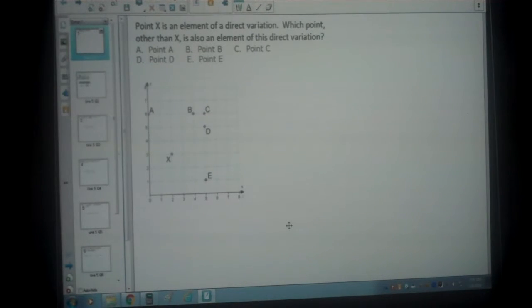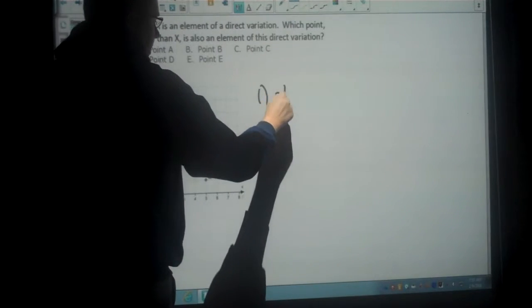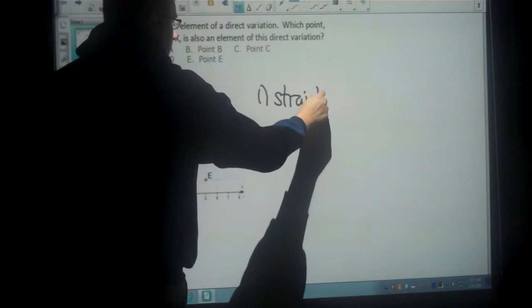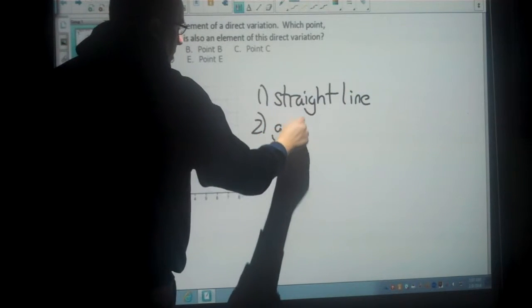of direct variation. So to answer this question, we need to know, what does a direct variation graph actually look like? Well, there's two things that we're looking for. One is that it's a straight line, and the second is it must go through 0, 0.